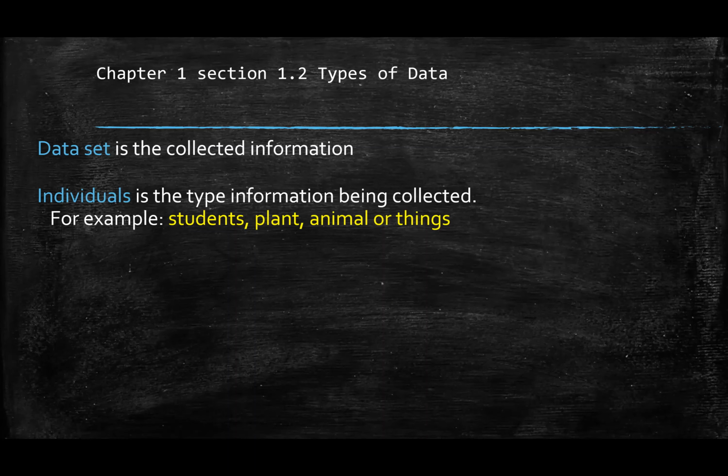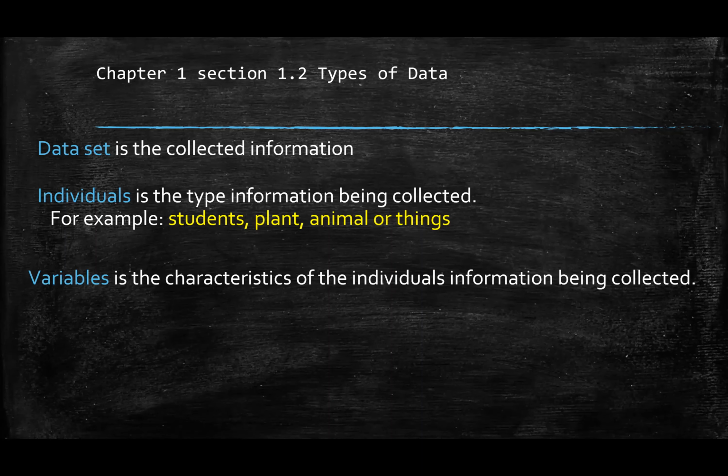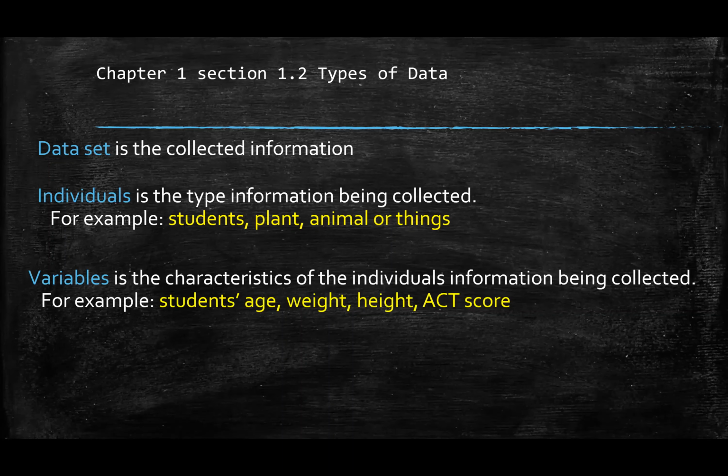And inside the individual, inside the student, you can collect your variable. The variable is basically the characteristic of each individual. What does that mean? You can collect the student grade, the student age, the student weight, the student height. The variable can be the grade, the height, the weight, the ACT score, whatever variable you want to collect from the individual.